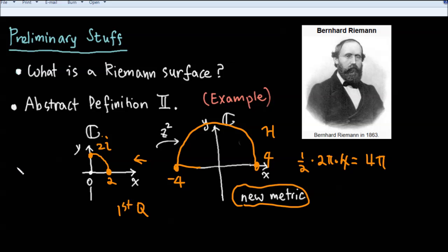So let's compute this one. This is 1/4 of 2 pi times the radius 2. So they all cancel, and it becomes just pi. So according to the new metric, which is completely determined by this complex analytic map, this new length is going to be just pi, not 4 pi. So the ratio is 4 here, the 4 times, but it is not so everywhere.